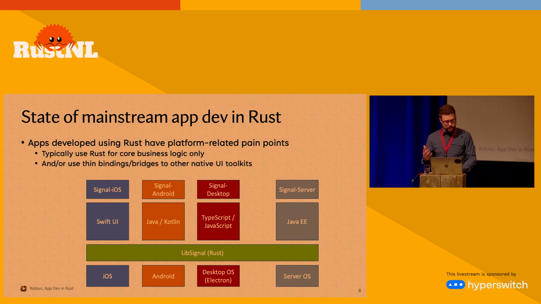So as I already mentioned, there are a variety of Rust apps, but they typically suffer from platform-related pain points. So I mentioned the example of Signal already. So it sort of looks like this with the main Signal business logic written in Rust in this lib. Oh, you can't see my cursor. Oh, you can. In this lib Signal here. And then on each platform, it's whatever is the native wrappers, the native UI dev toolkit wrapped around this lib Signal.